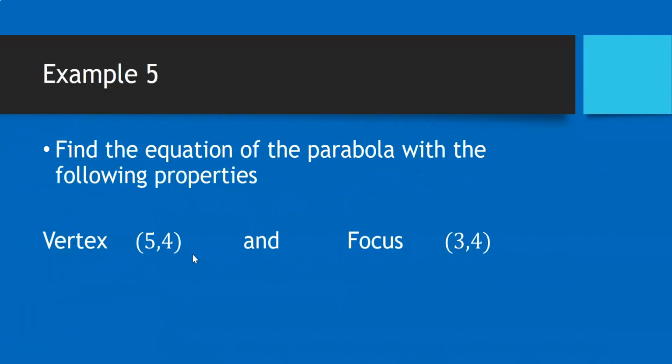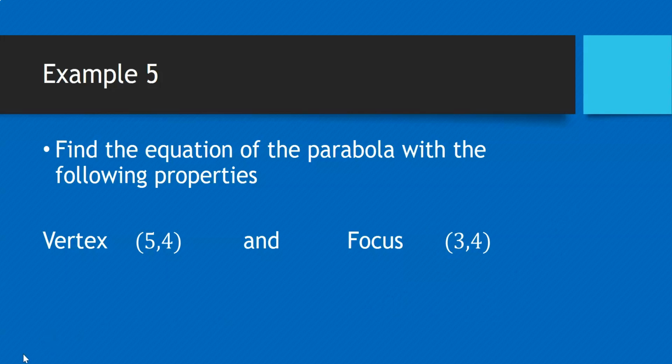Now the opposite way, sort of the reverse, is finding the equation of the parabola with certain properties. So if I said there is a parabola out there whose vertex is 5, 4 and whose focus is 3, 4, how can I find the equation of that parabola? The first thing we're going to do is think through what this means in terms of the direction the parabola is pointing. Is it pointing up, down, left, or right?